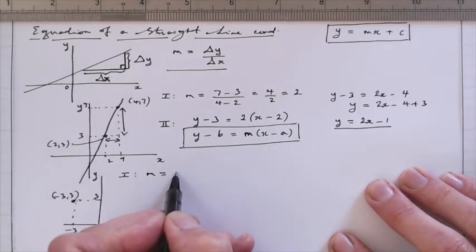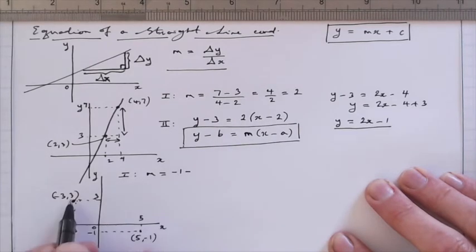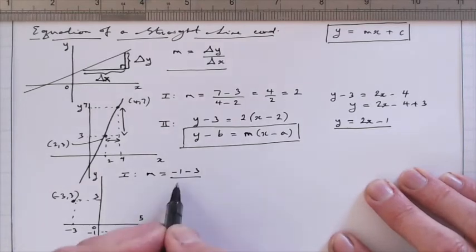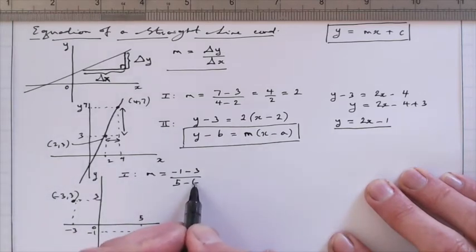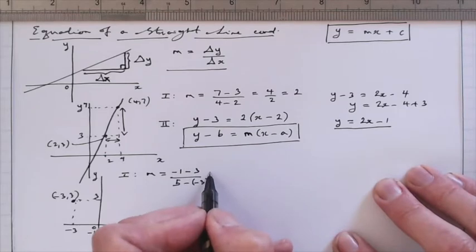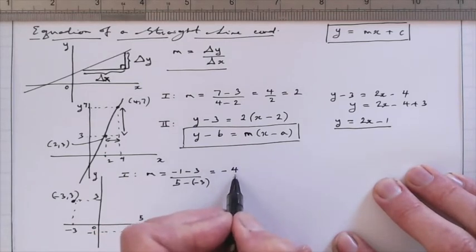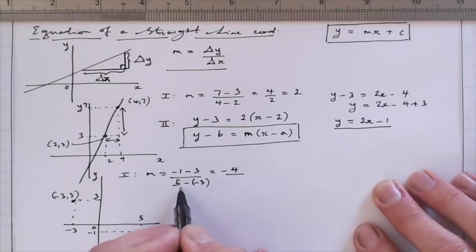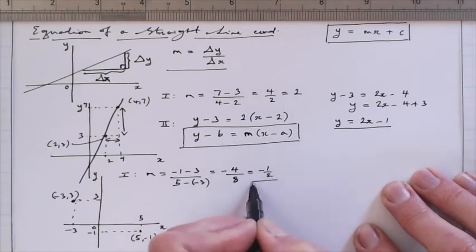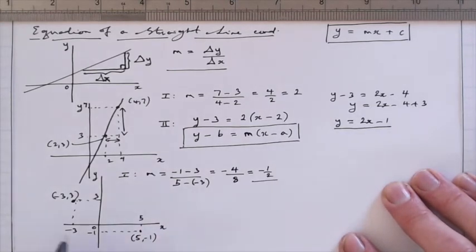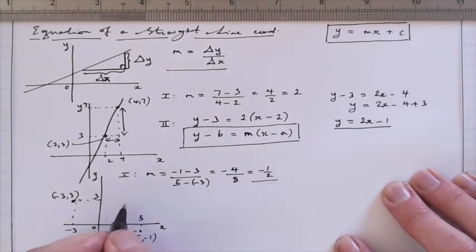So I have negative 1 for y, take away 3. Divided by the x values, I have 5, take away, and be very careful here, a negative number, so 5 take away negative 3. And that gives me negative 4 on top, and it gives me 5 take away negative 3 is 5 plus 3 is 8 on the bottom. So I have a slope of negative 0.5. And you can do sort of a sense check at this stage. That looks about right. We're going to have a negative slope for the line that passes through these points, and it's probably going to be quite shallow, so that looks reasonable.